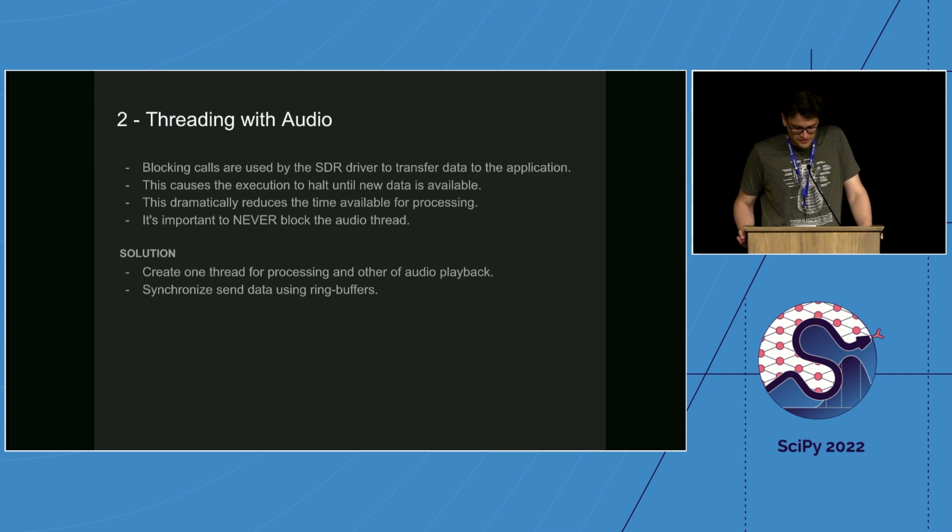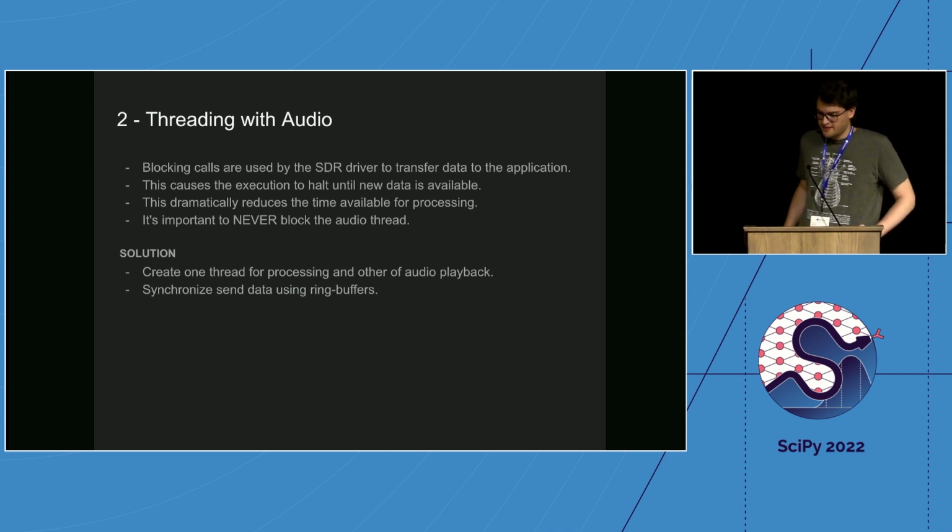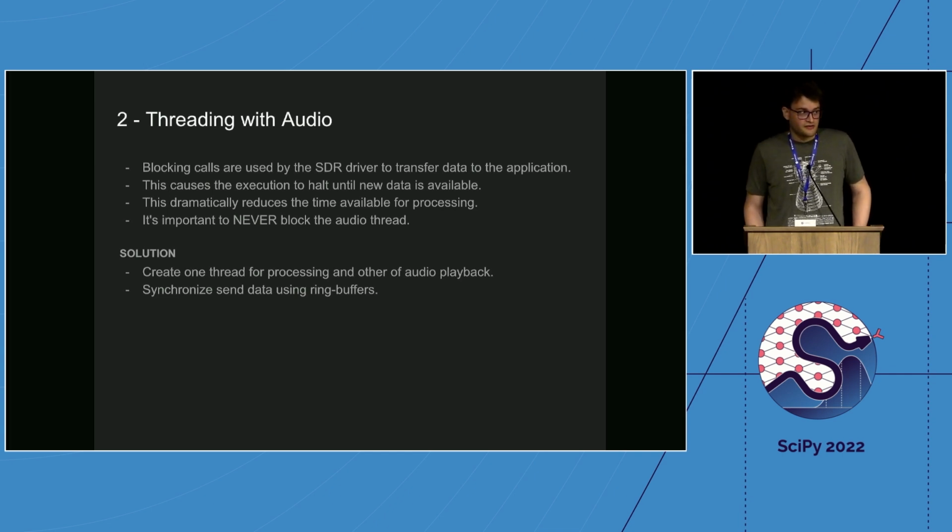Another thing that I want to talk about is threading with audio. Some SDR drivers, when you are pulling data from the driver, will do some blocking calls to the kernel or libusb. That's very bad when you are working on a real-time application with real-time priorities, because your kernel will freak out if you block for too long, and your application will start to chug and the audio will start to clip. It causes lots of weird problems.